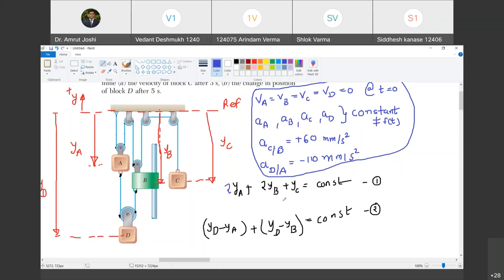Plus 2 times yB plus yC equal to constant. This is the first equation. Are you with me? Yes, sir. Okay. And what is the second equation?